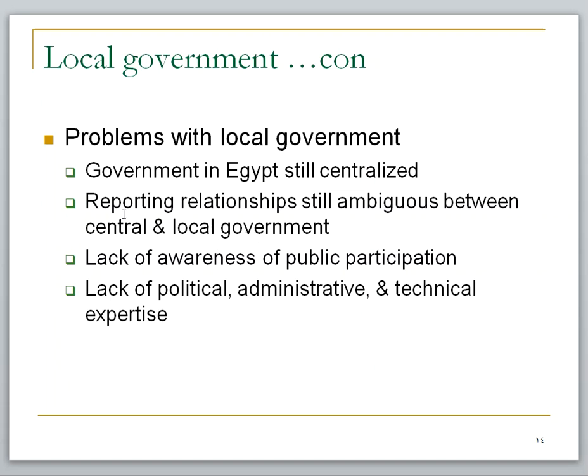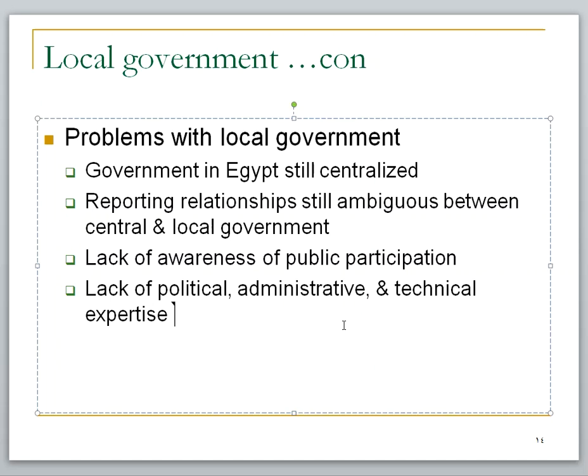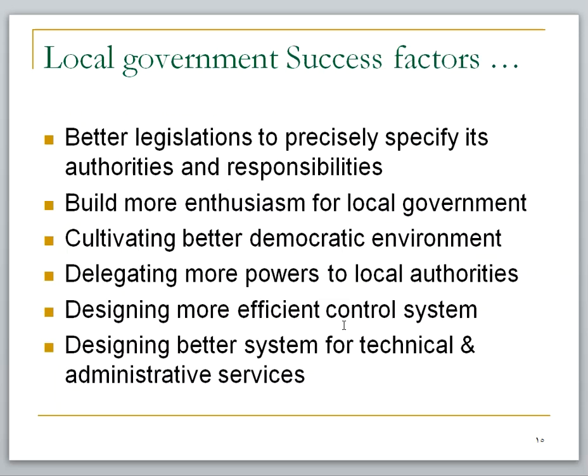This is the reporting part. Reporting relationship is still ambiguous between central and local government. We have lack of awareness of public participation at the public level, at the people level. How do we participate in managing local areas? Politically, we lack political, administrative and technical expertise in such areas. In order to make local government more effective and succeed, we have a few points here.